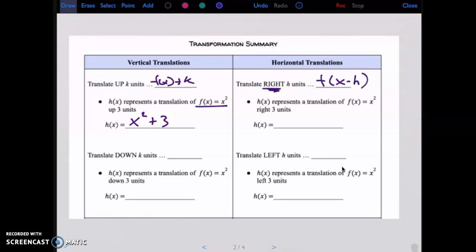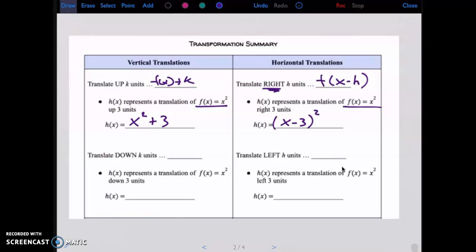Use the sliders, you'll see what I'm talking about. So it represents the function. So here we go, f of x equals x squared. We're going 3 to the right. So h of x is going to be x, going 3 to the right, minus 3 quantity squared.